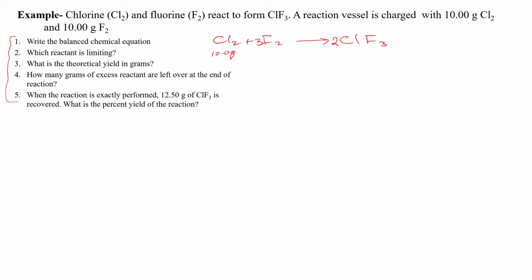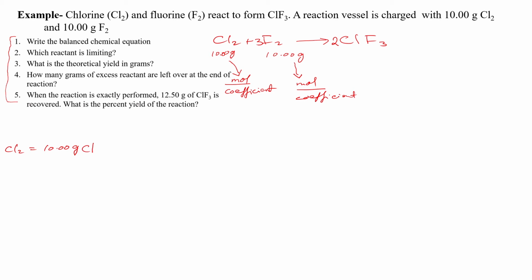We have 10.0 grams of chlorine and 10.0 grams of fluorine. So when the masses of both reactants are given, we have to find the limiting reactant, right? So the steps for the limiting reactant are, remember, we are going to convert these grams to moles and then divide by their coefficient. And the smallest mole to coefficient ratio will be of the limiting reactant. And we are going to do this for both of these reactants. Let's first do it for chlorine. So we have 10.00 grams of chlorine.